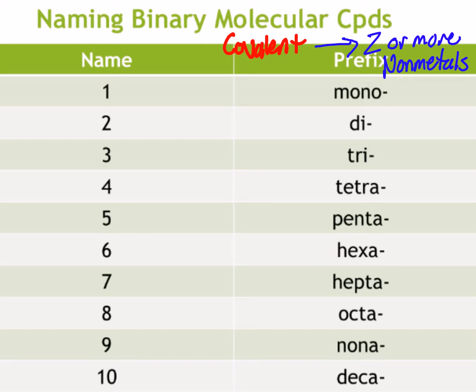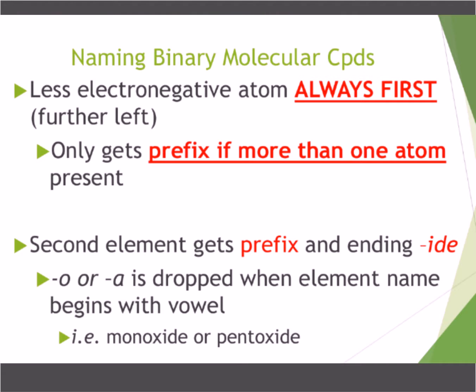Penta, guys, is 5. Hexa is 6. Hepta is 7. That's one that typically people will forget about. Octa, like an octagon, is 8. Nona is 9, and then Deca is 10. You've got to know these. All right, you've got to commit these to memory. You've got to know what those prefixes are. So here's how we're going to talk about them and how they play a part in naming covalent compounds.